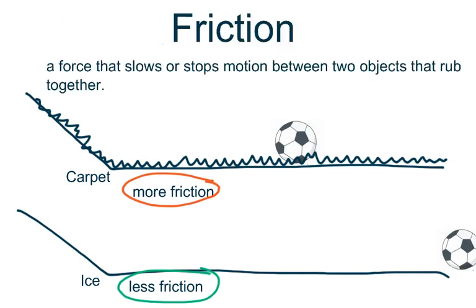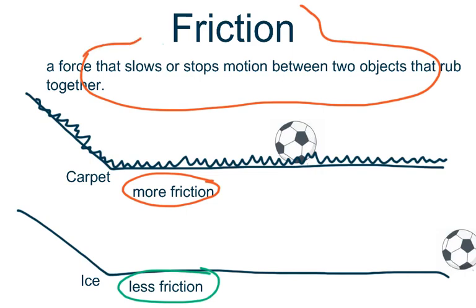So to wrap it up, friction, the definition is a force that slows or stops motion between two objects that rub together. So whenever two objects are rubbing together, they're eventually going to slow down or stop because of friction on those objects. Just like our ball on the carpet, or the grass, or even the ice rubbed against a different surface, and then eventually it slowed down and stopped. Some surfaces will have more friction, and some surfaces will have less friction. But whenever two objects rub together, there is some sort of friction.